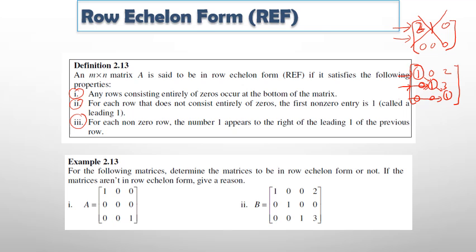So let us check this example. For the following matrices, determine whether the matrices are in row echelon form or not. If the matrices are not in row echelon form, give a reason.